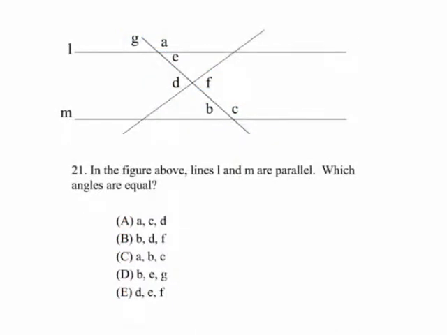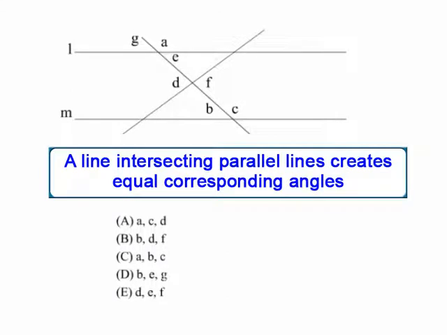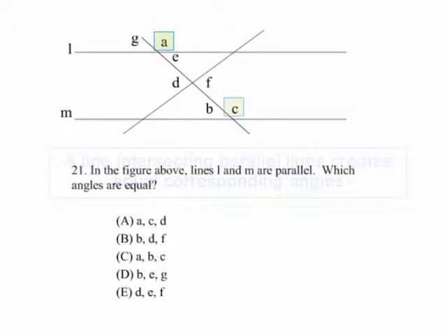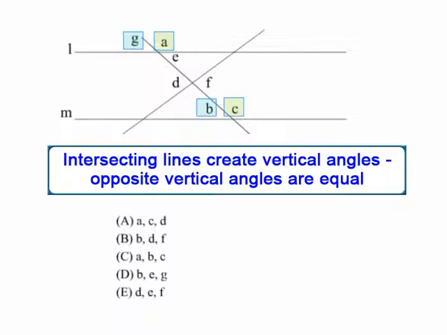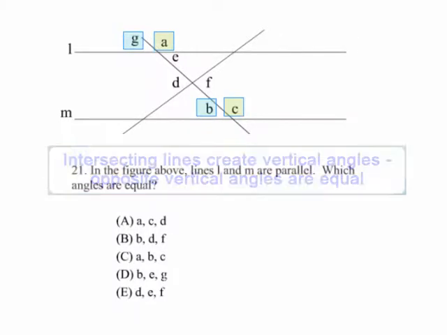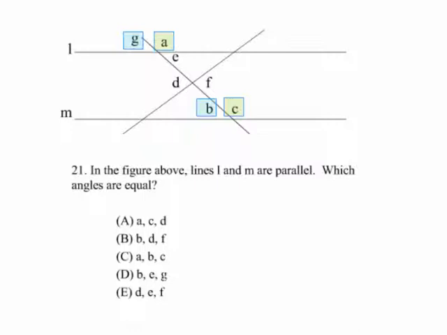Okay, we've got a lot of angles here, but we know that L and M are parallel. That tells us that they create equal corresponding angles. By that we mean A is going to equal C, G will equal B. We also know that intersecting lines create vertical angles and opposite vertical angles are equal. Therefore, we know that D equals F.